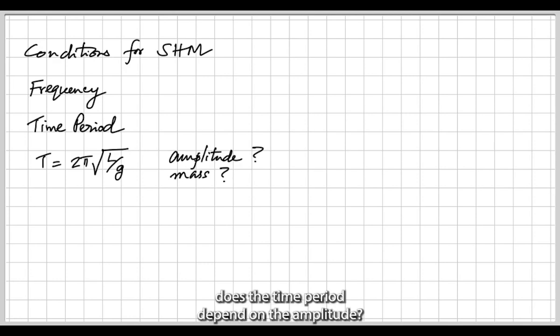So the question now is, does the time period depend on the amplitude? Does it depend on how far you pull it? Well, for a small amplitude, the time period is independent of the amplitude. So whether you make it small or big, the time period does not depend on the amplitude. Second question is, what about the mass attached? Do we have the mass in the formula? No, we do not.